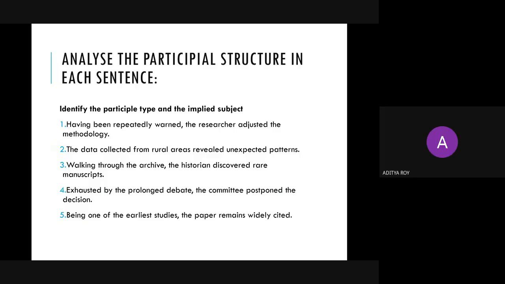Okay, ma'am. Fifth one. Being one of the earliest studies, the paper remains widely cited. The paper is the subject. Yes. And what kind of participle type is this? Present. Why? Being one of the earliest. That ing form you see there, Being, is the reason why this is present.